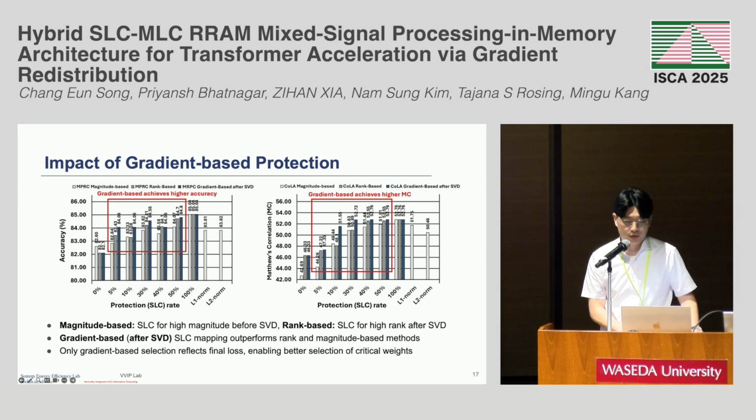So this shows the impact of the gradient-based protection. We compare with 2 different protection methods. The first one is the magnitude-based one, where the weights with the high magnitude before the SVD are mapped into the single level cell. And the second one is the rank-based one, where the weights with the high rank after the SVD are mapped to the single level cell. As you can see here, mapping weights with the high gradients after the SVD in single level cell outperforms the rank and the magnitude-based protection methods. This is because only the gradient-based selection reflects the final loss, which enables the better selection of critical weights.